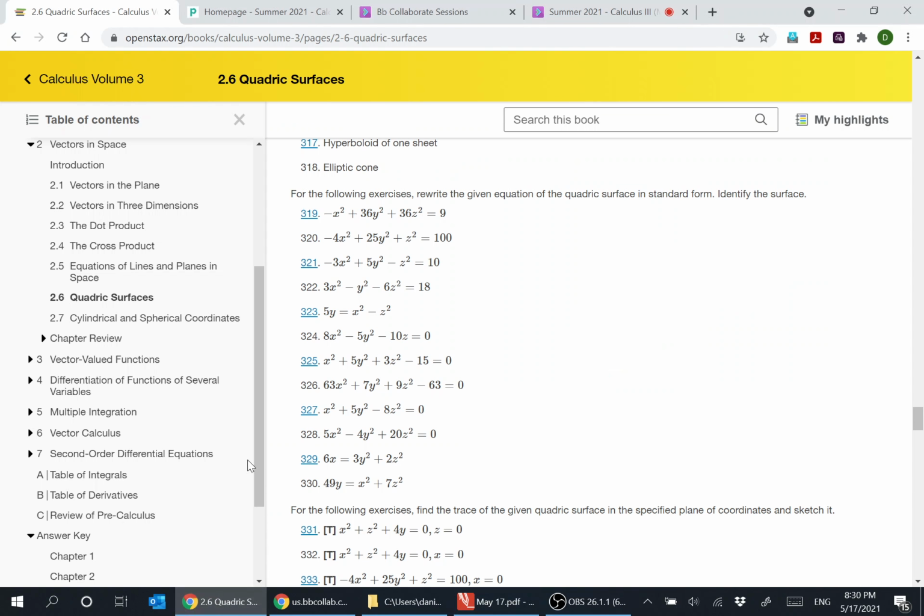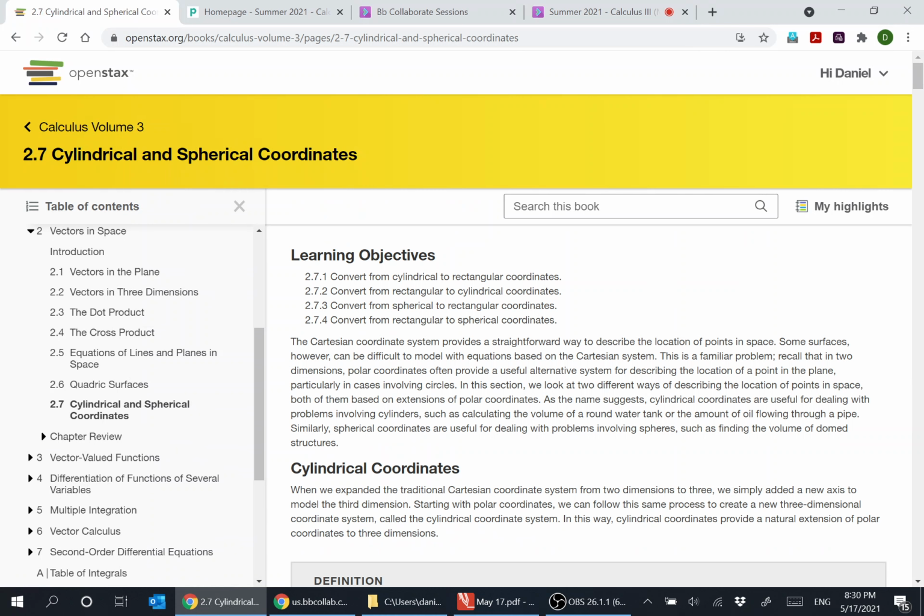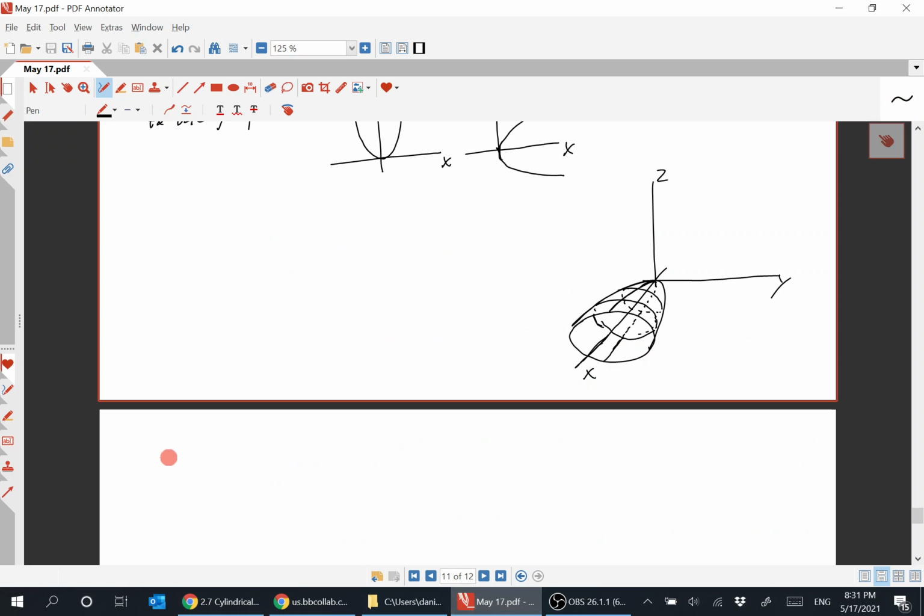Alrighty. So moving on to section 2.7. Cylindrical and spherical coordinates. So 363.